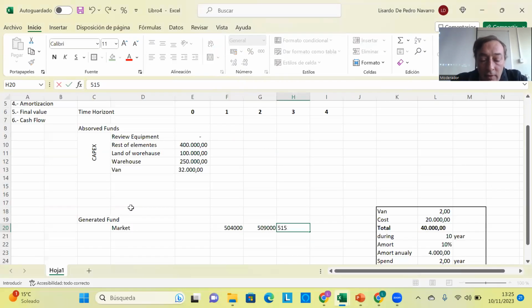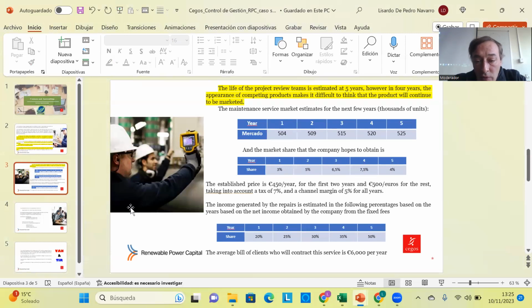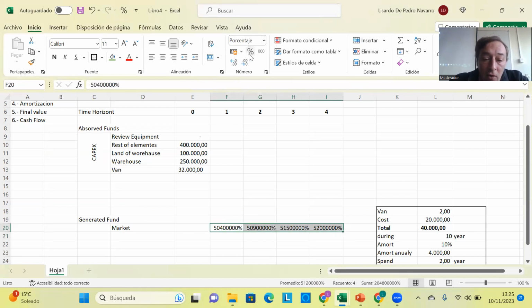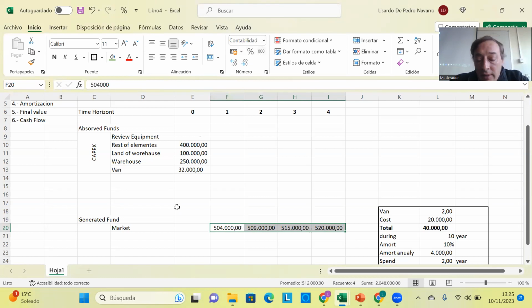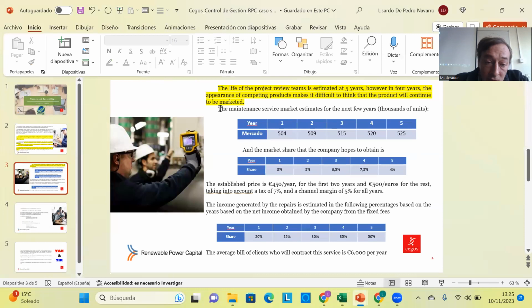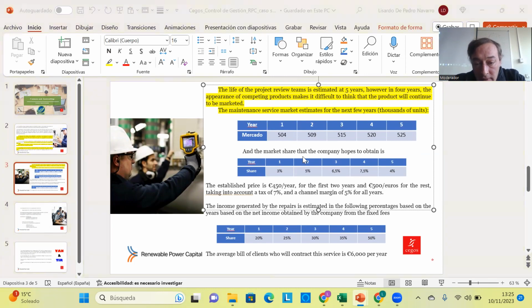Then 515,000, and the last year is 520,000 units, okay. So we have here the total of the market where the company is going to develop. Then we are going to put here the market share of the company, the market share objective for the company.